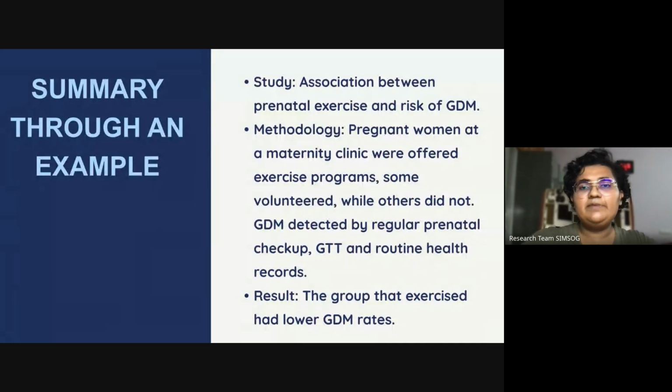Once again, a study is being done to look at the association between prenatal exercise and the risk of gestational diabetes. Right? What is the methodology? Pregnant women at a maternity clinic were offered exercise programs, of which some volunteered and others did not. Gestational diabetes was detected by regular prenatal checkups, glucose tolerance test, and routine health records. The result of the study was that the group that exercised had lower rates of gestational diabetes. Can somebody tell me how we can see all three types of biases that we learned today in this example?